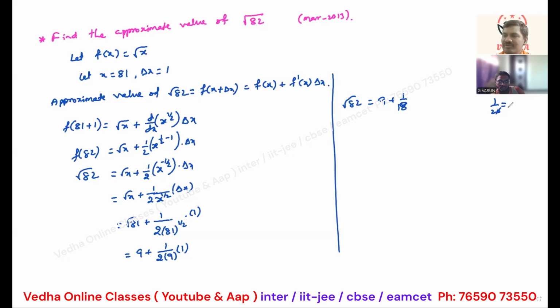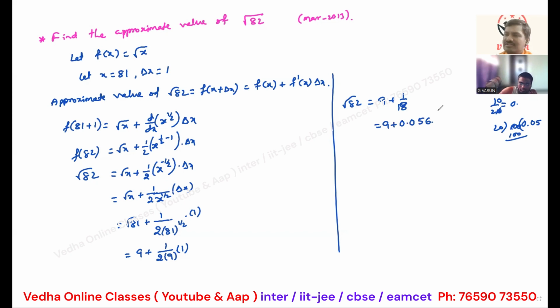Observe carefully: dividing 1 by 20 gives 0.05, since 25 times 5 is 100. So approximately 1 by 18 is close to 0.05. If you want the exact value, 0.056 is the exact value.